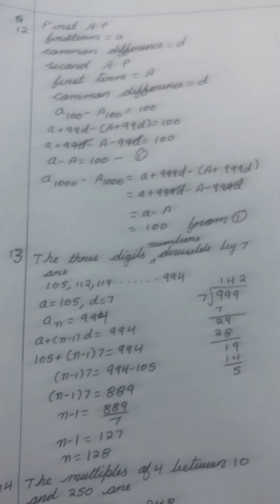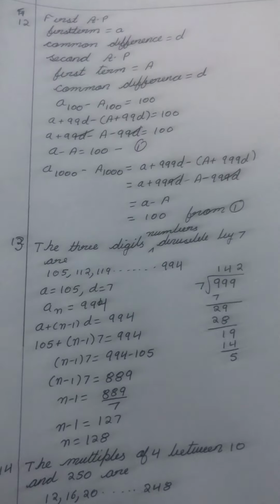Then question number 13: how many 3-digit numbers are divisible by 7? We know the smallest 3-digit number is 100 and the greatest is 999. So by dividing we have to check which number is divisible by 7. When we divide and check, 105 is the first 3-digit number that is divisible by 7.